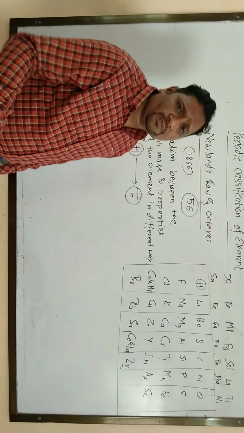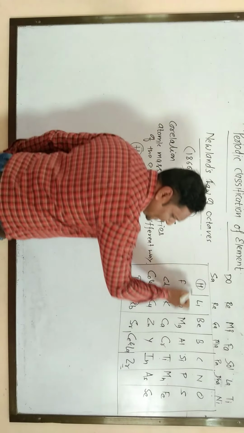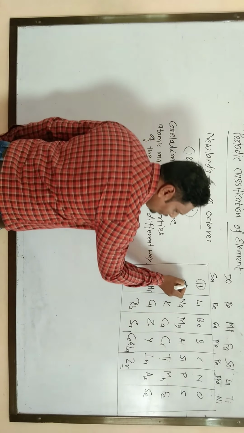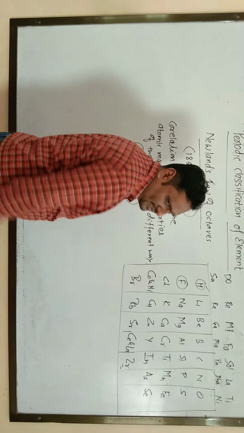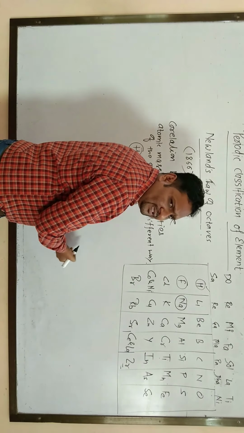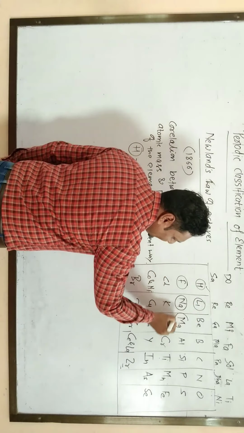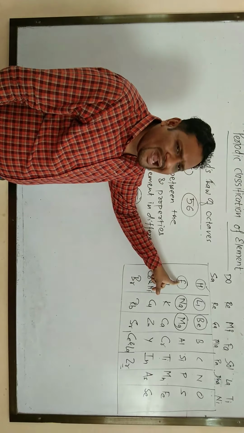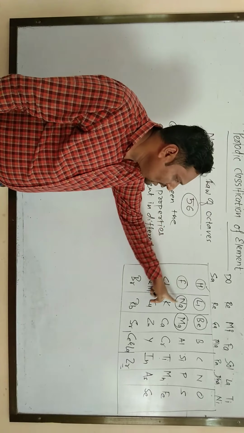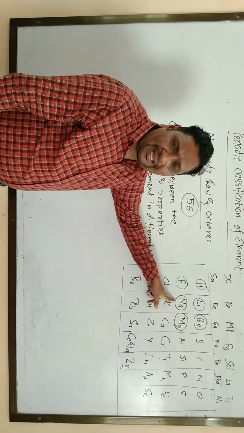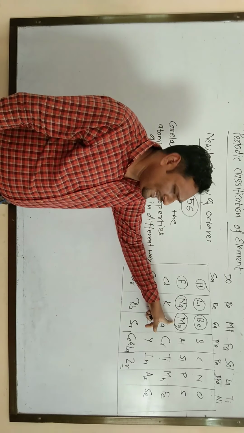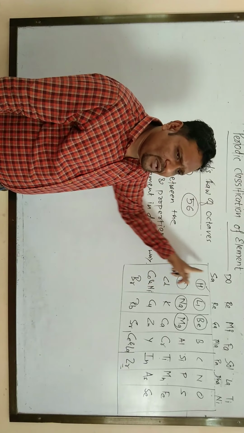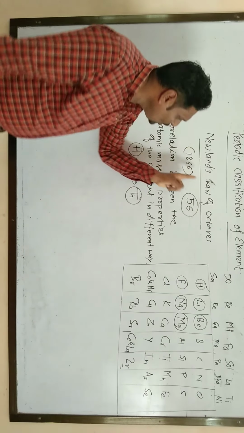So how can we explain this law? He arranged all the 56 elements in the increasing order of their atomic masses. He found that if fluorine is the 8th element, then hydrogen is the 1st. If sodium is the 8th element, then lithium is the 1st. If magnesium is the 8th, then beryllium is the 1st. So fluorine had properties similar to hydrogen. Sodium had properties similar to lithium. Magnesium had properties similar to beryllium. It means that every 8th element had properties similar to the first. This is called the law of octaves.